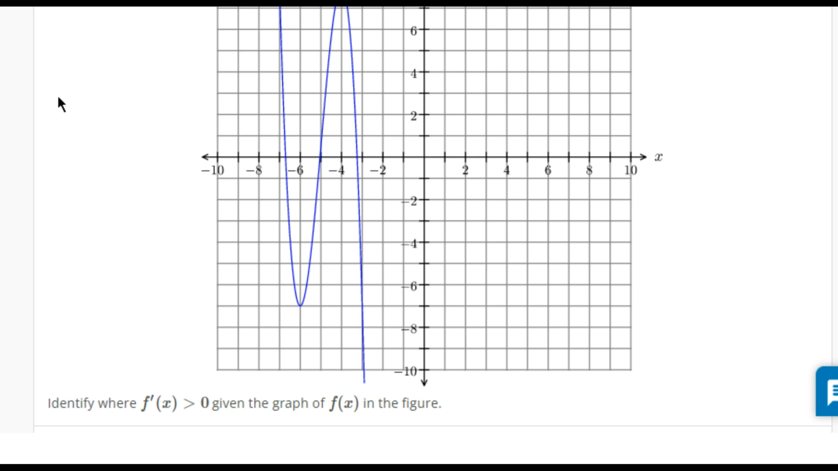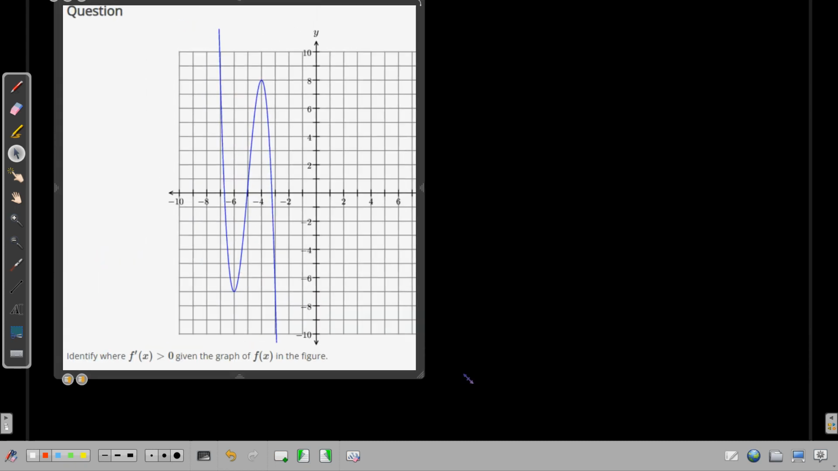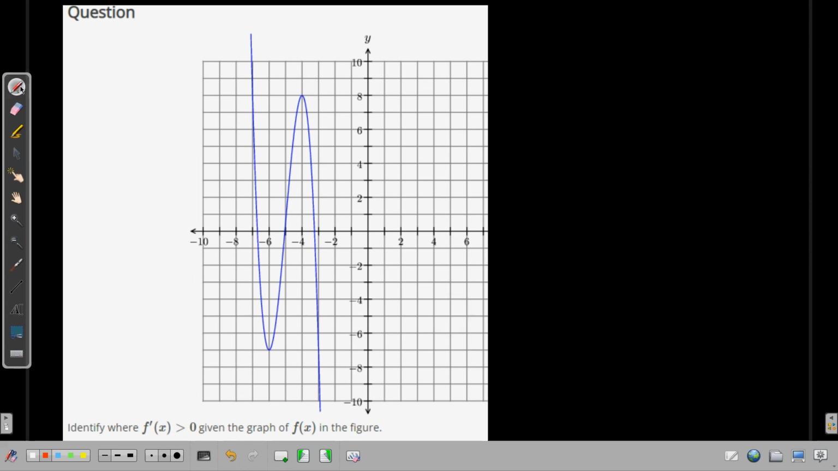Identify where f prime is positive given this graph of f. So here's my graph of f. Now f prime is talking about the slope of the tangent, and so it's only going to be positive between here and here, between -6 and -4. Because that's the only interval where the tangent line has a positive slope. That's the only place where the tangent line has a positive slope. So it's from -6 to -4.